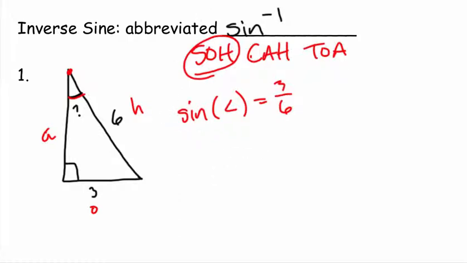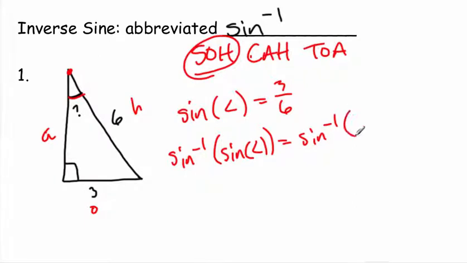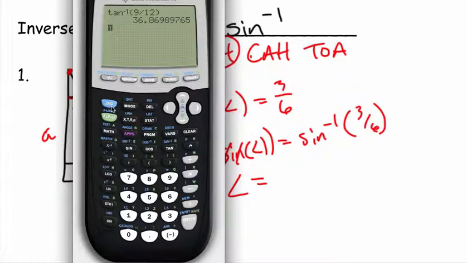I'm going to take the inverse sine on both sides. Actually, there's not really enough space here, so let me just rewrite it. Sine inverse of sine of the angle equals sine inverse of 3 over 6. So this sine cancels out this one and just leaves me with the angle. So I've got to do inverse sine of 3 over 6 in my calculator. I'm going to do second, inverse sine of 3 divided by 6, and I get 30 degrees.